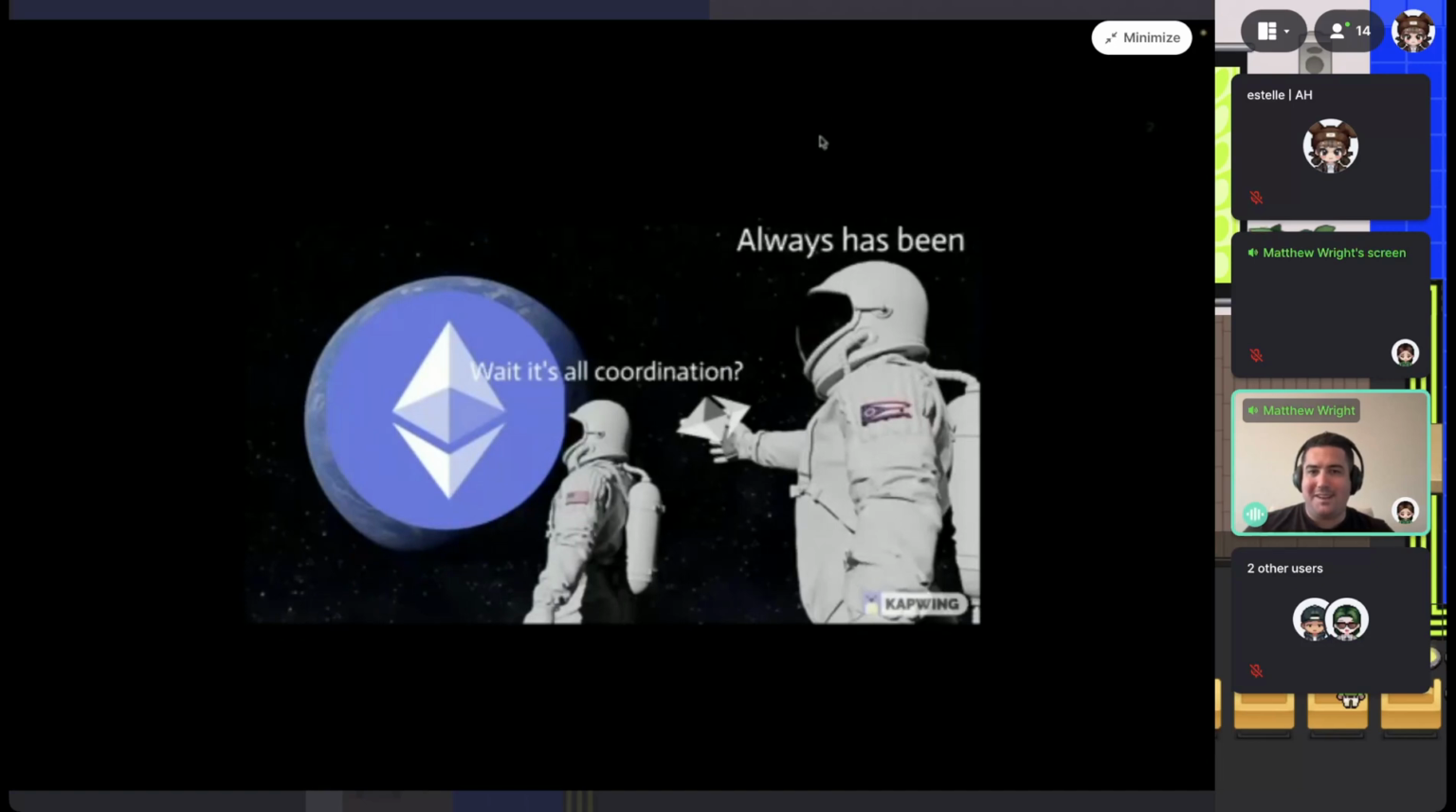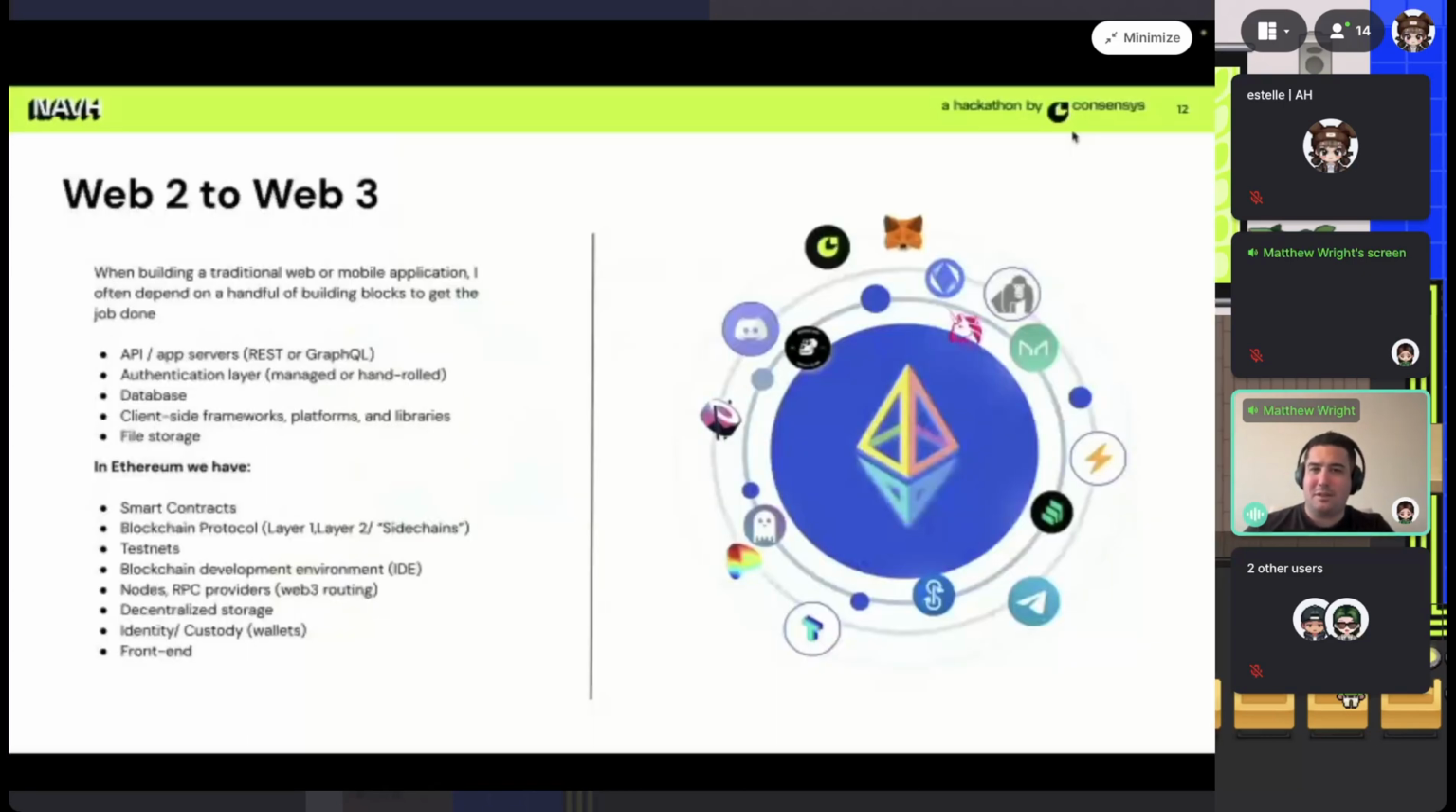And here's a funny meme. I think this was by Kevin Owaki, but it's the joke in the Ethereum community that organizations and communities have always just been coordination, and DAOs are also just coordination.